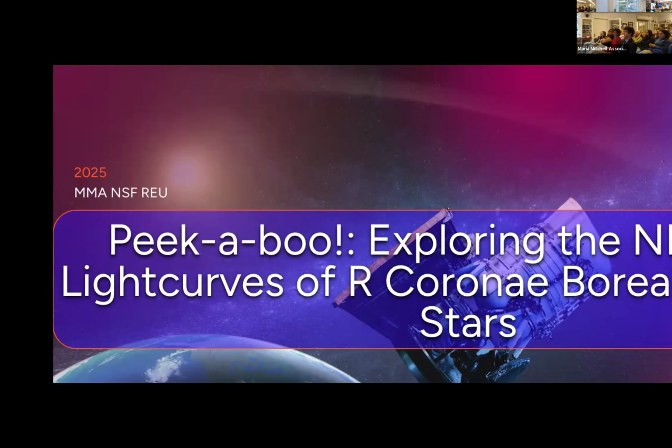A variable star is a star that changes in brightness over time. And R Coronae Borealis stars are known for deep decline events. They decline in brightness up to 8 magnitudes due to dust obscuration. And I'll tell you all about that. But first, let me tell you about R Coronae Borealis itself.